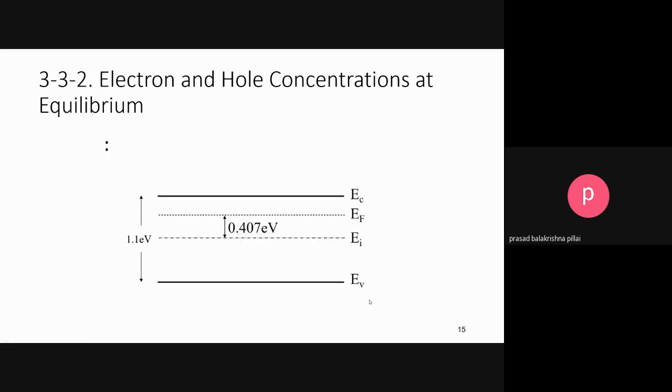You can see that Ef will be 0.407 eV away from Ei. So if you go on increasing the doping density, you will see that this Ef will be moving closer and closer to Ec. So this is one example. You can change the doping density and see how it shifts. Similarly for p-type also.